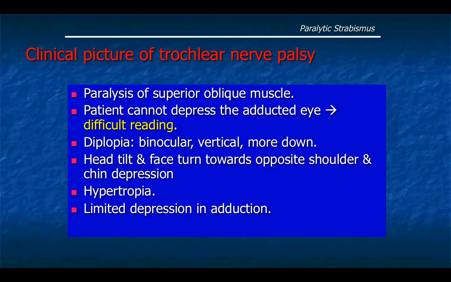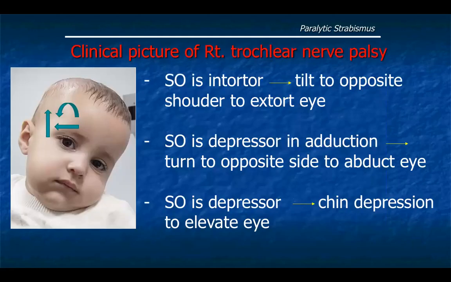To overcome diplopia, the patient acquires an abnormal head posture, which has three components: a tilt, a turn, and a depression. There is head tilt and face turn towards the opposite shoulder, and there is chin depression. Why? The superior oblique is an intortor. So the patient performs a tilt to the opposite shoulder in order to extort the eye.